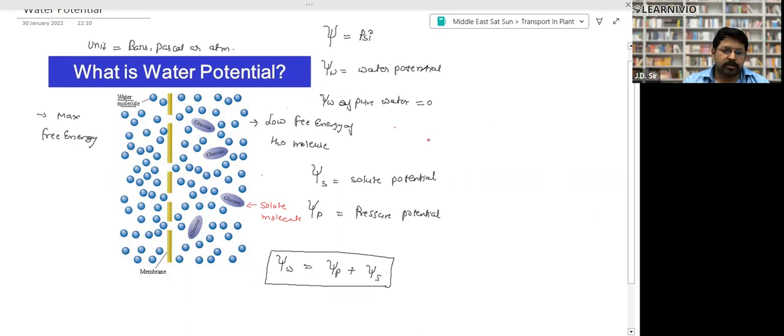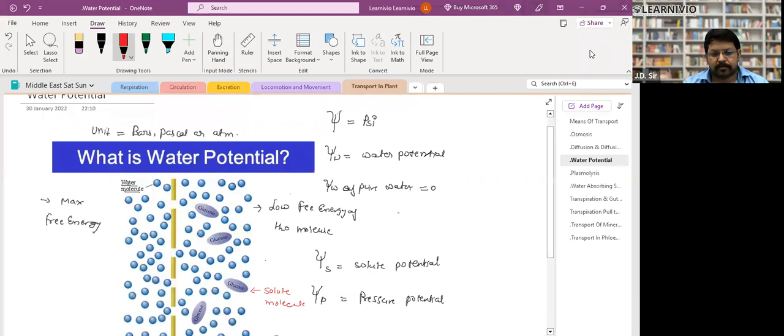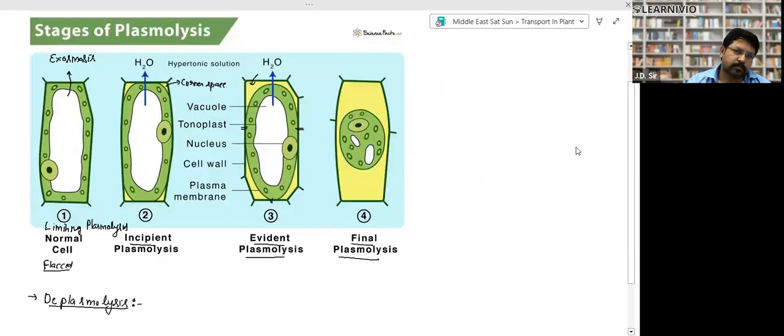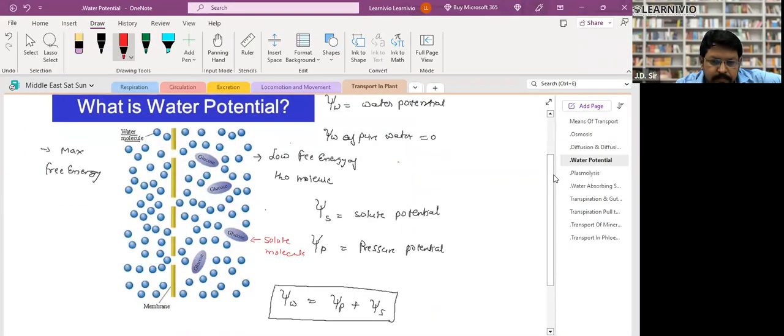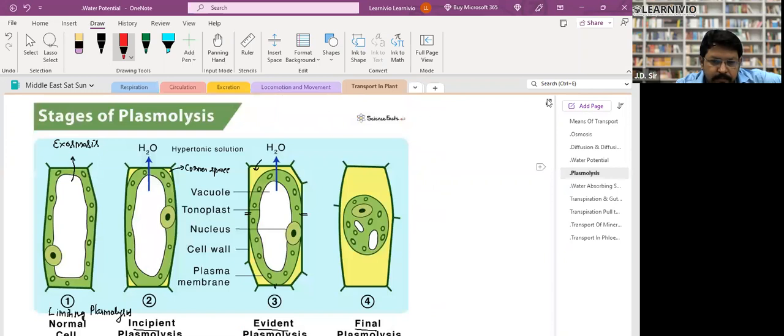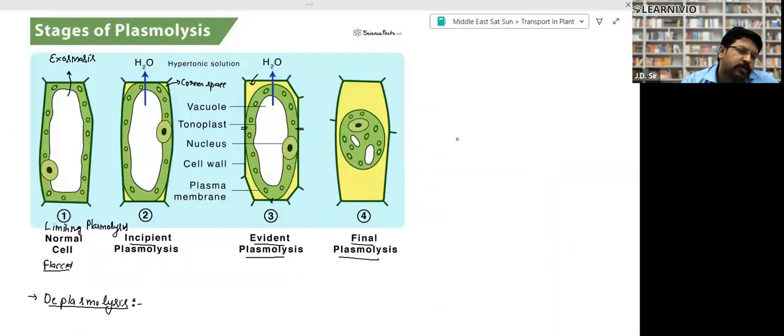Okay, so this is the water potential, right? The water potential is equal to pressure potential plus solute potential, right? What is plasmolysis? This is also important for medical examination. What is plasmolysis? Can you give me any example of plasmolysis?